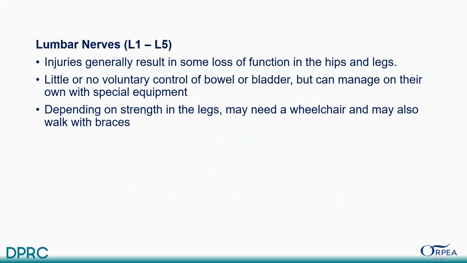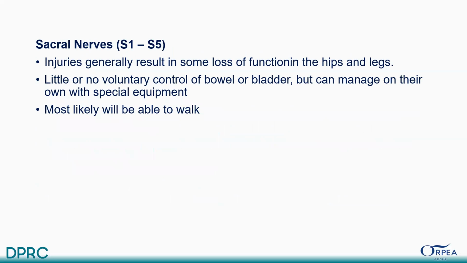Lumbar nerves, L1 to L5. Injuries generally result in some loss of function in the hips and legs. Little or no voluntary control of bowel or bladder, but they can manage on their own with special equipment. Depending on strength in the legs, they may need a wheelchair and may also walk with braces.